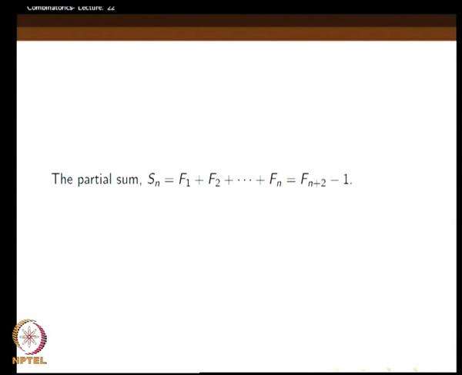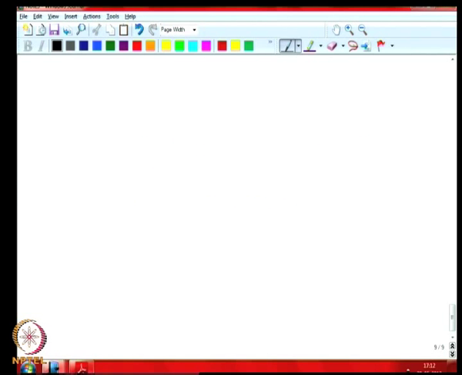So, one first property we will study is the partial sum. Suppose we sum the first n Fibonacci numbers, f1 plus f2 up to fn. We have f0, but f0 is 0, therefore whether we sum it or not is unimportant. So we sum f1, f2, up to fn. What will you get? We always get fn plus 2 minus 1, right.